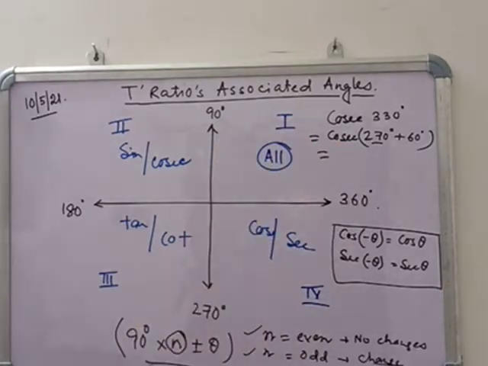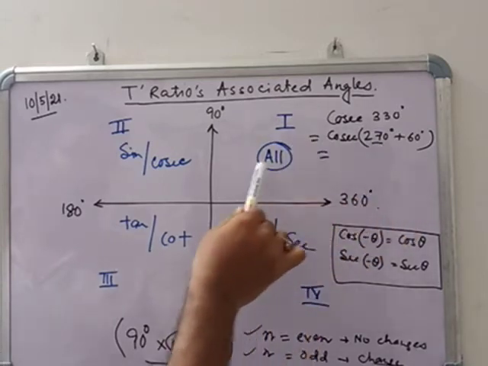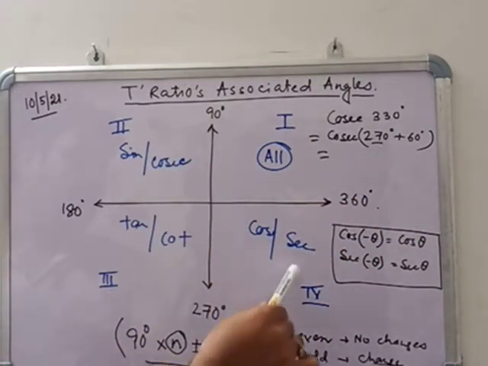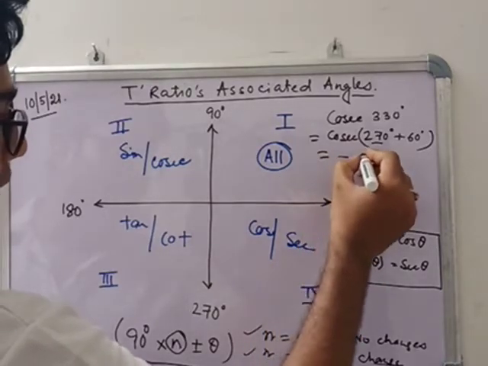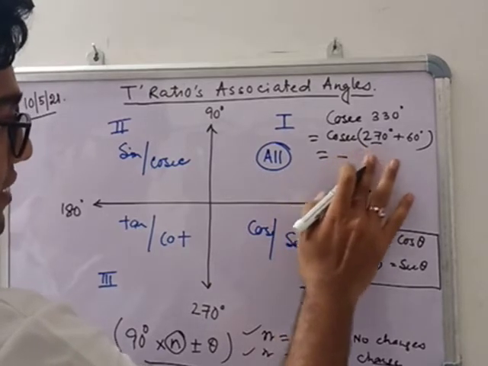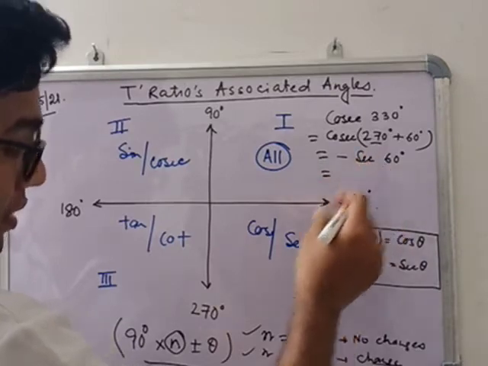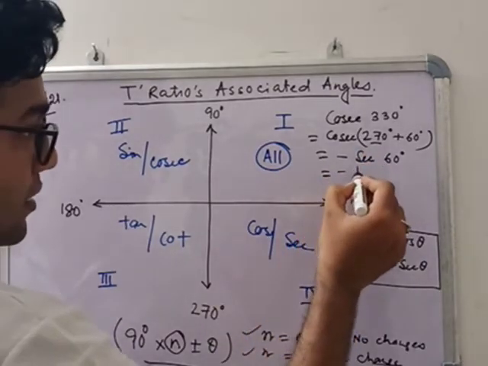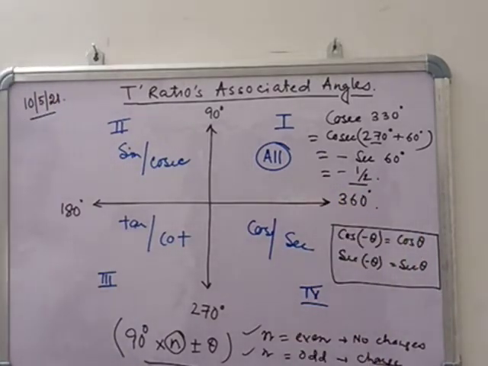Now see, what is the change? Cosec of 270 plus, that means the fourth quadrant. In the fourth quadrant, cos or sec is positive. That means cosec changes to sec, and this will be minus. So minus sec 60 degrees, so this is minus half. Okay, so now this is the normal form.